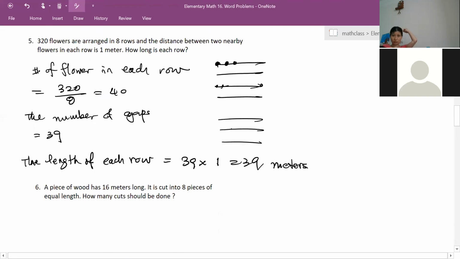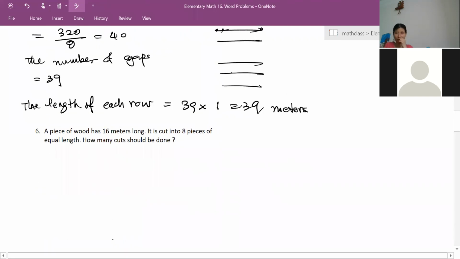All right, so now next problem. A piece of wood is 16 meters long. It is cut into 8 pieces of equal length. How many cuts should be done?